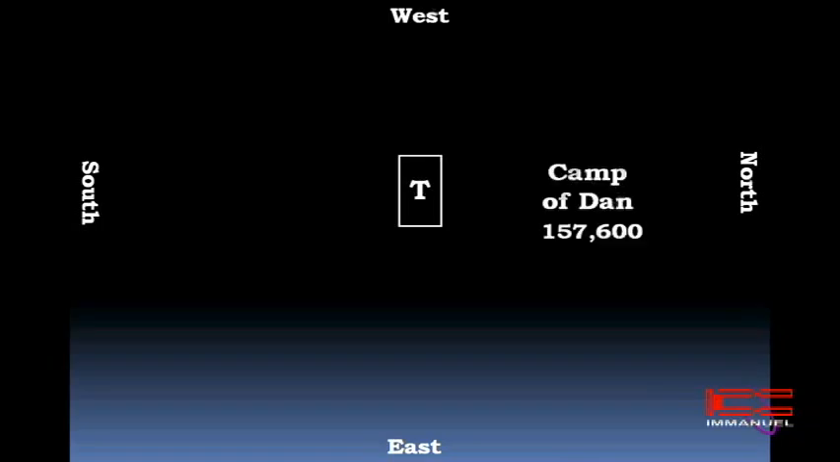On the north side, we have the camp of Dan, and the total number of the people that were camping was 157,600. On the west side, we have the camp of Ephraim. 108,100 people were camping on the west side of the tabernacle.